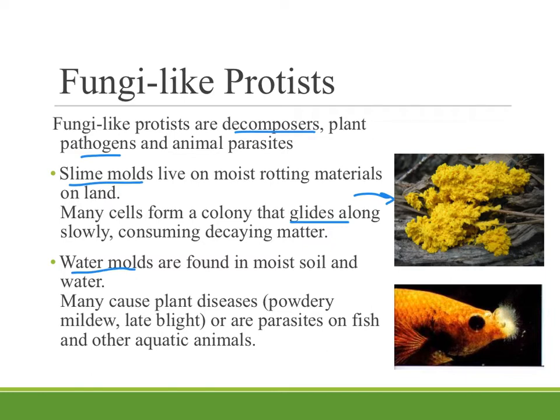Water molds are also found in moist environments, actually in the water. They can cause certain plant diseases such as powdery mildew or late blight, and are also often seen as parasites on fish. As you can see, this poor fish has got some water mold growing on it, probably causing a great deal of distress to that fish.